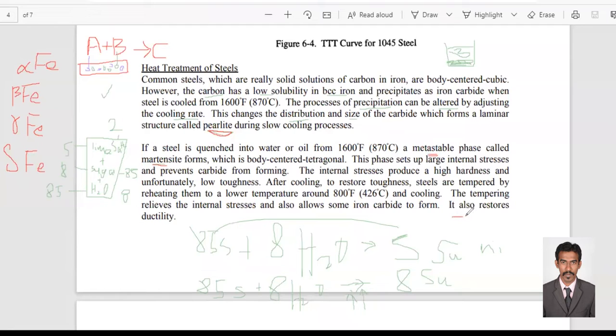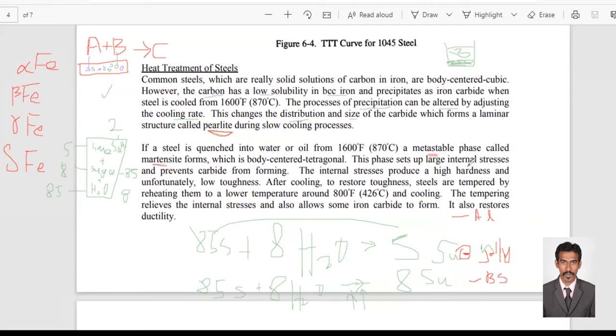Say for example, you have phase A and phase B, and in between these two phases there is a metastable phase. If the steel is quenched into water from this many degrees Celsius, a metastable phase called martensite forms, which is body centered tetragonal. So here it is body centered cubic, and this is body centered tetragonal. So these are different structures.